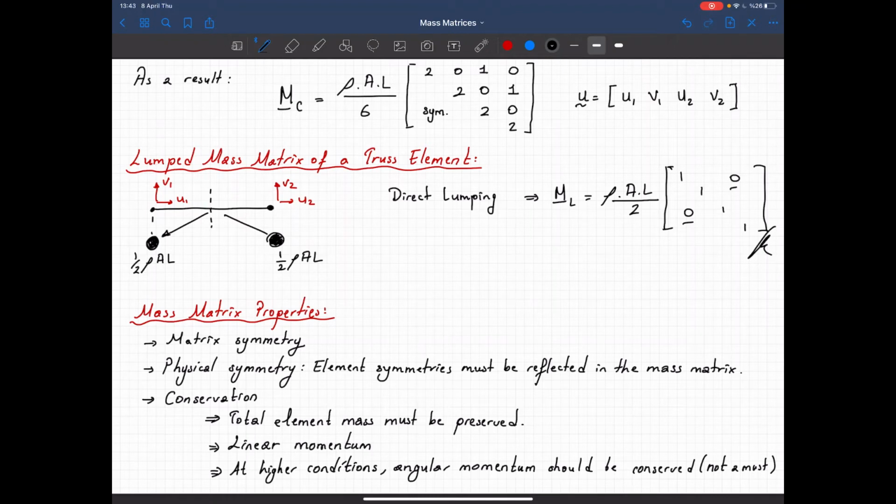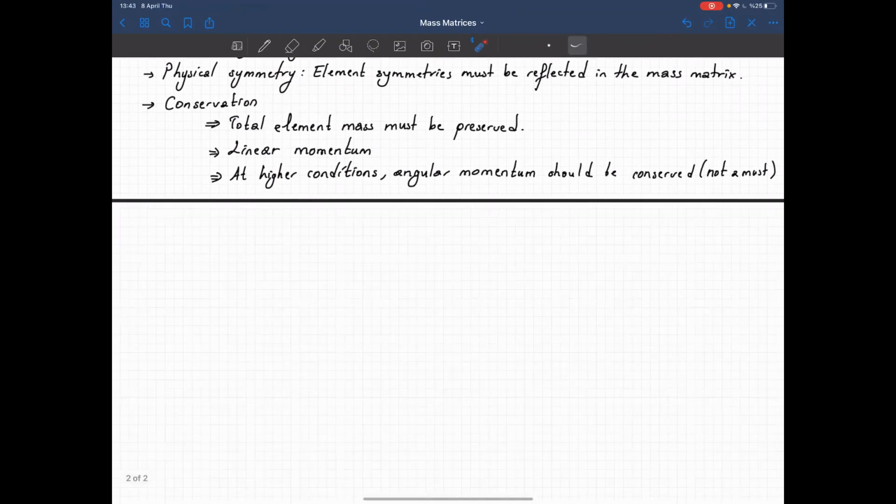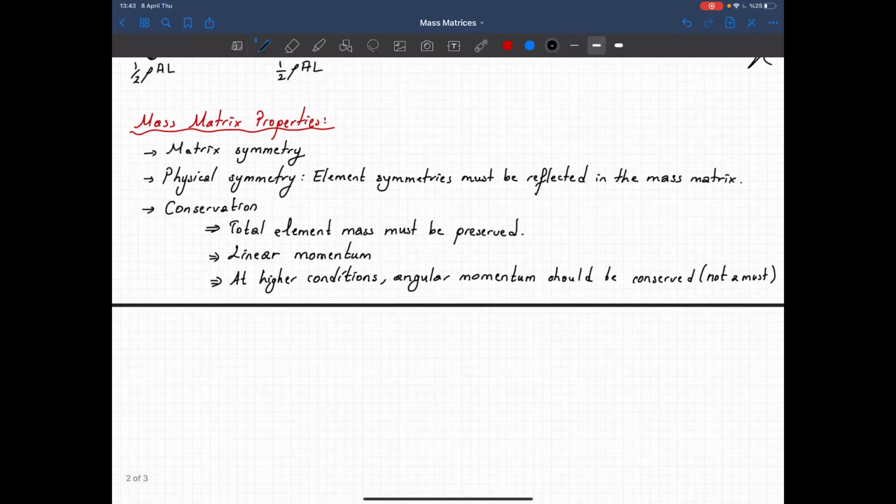So this is optional, okay? And sometimes in some problems you don't want to conserve the angular momentum because it may cause other problems in your solution. But the requirements are, first of all, the total mass must be preserved, and you have to be able to preserve the linear momentum. The other condition is the positivity.